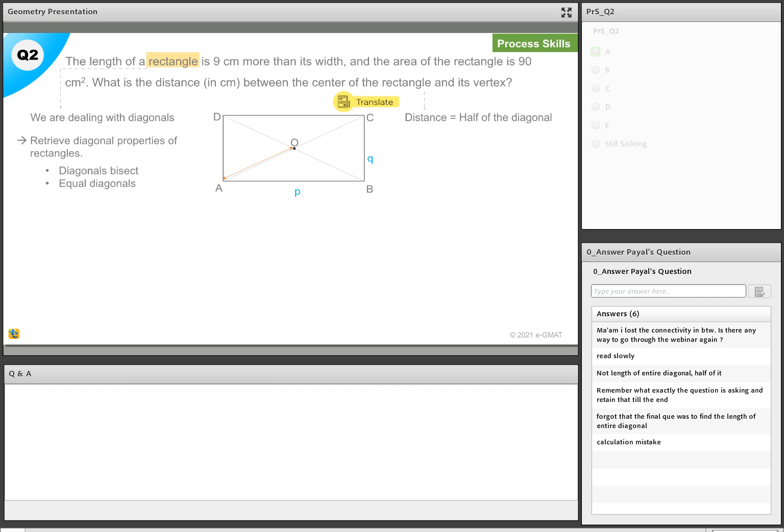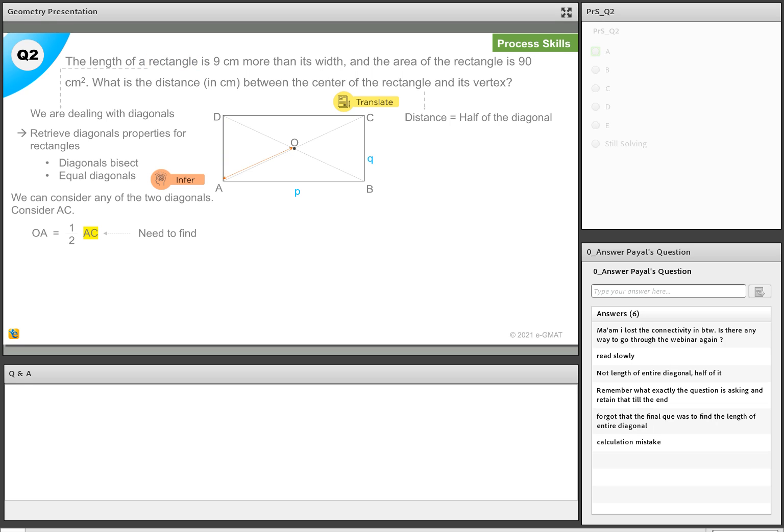Then you read the length of the rectangle, which means that now you're dealing with a diagonal in a rectangle. Now you recollect appropriate properties of the diagonal of a rectangle. That's where you apply your conceptual understanding: diagonals bisect each other and are equal. You infer that. So notice how the process skills of translation and inference all play a role together. You go from one point to another by applying the process skills, and then you retrieve appropriate concepts so that you can draw the right inference to get to the next step in the solution.